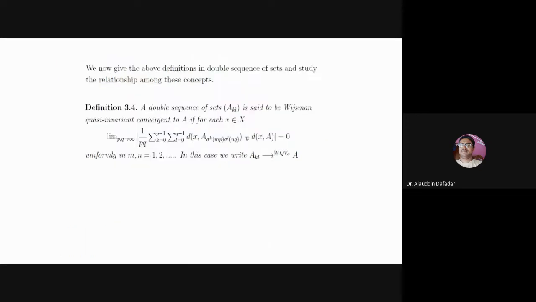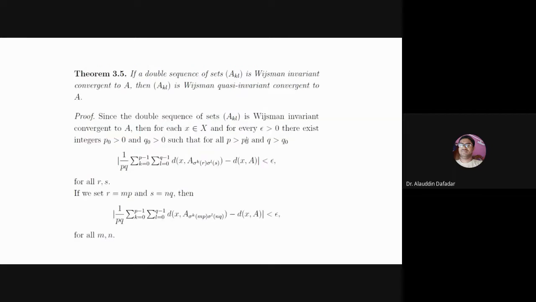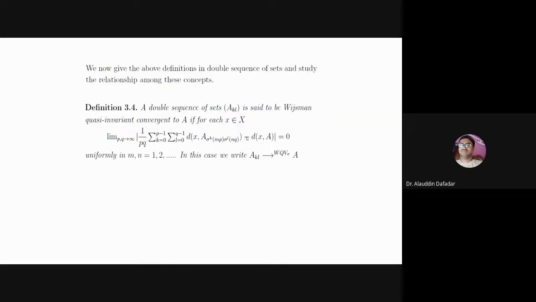A double sequence of sets A_kl is said to be Wijsman quasi-invariant convergent. This is our main definition. A double sequence of sets A_kl is said to be Wijsman quasi-invariant convergent to the set A if the limit as p, q tend to infinity of 1/(pq) times d(x, A_{σ^m(p) σ^l n(q)}) minus d(x, A) equals 0. Similarly, we introduce Wijsman strongly quasi-invariant and Wijsman statistically invariant convergence later.